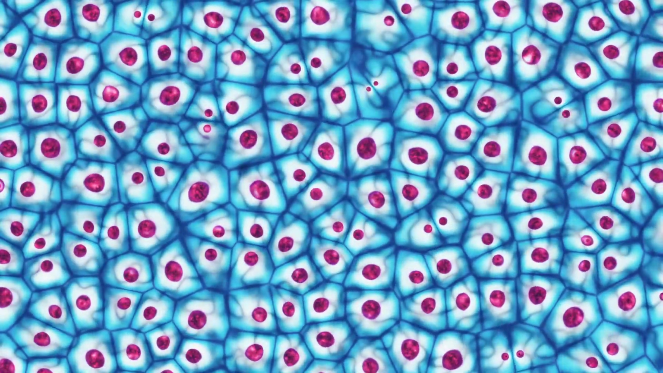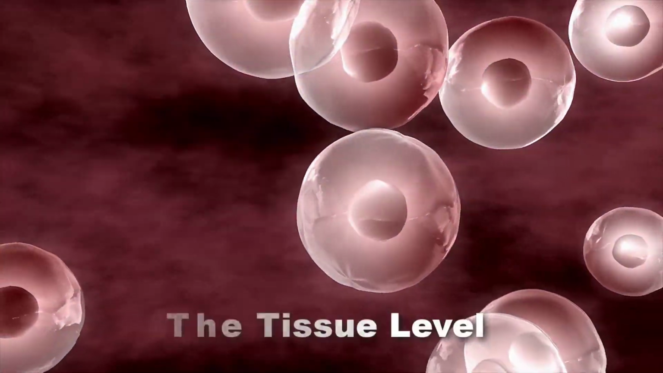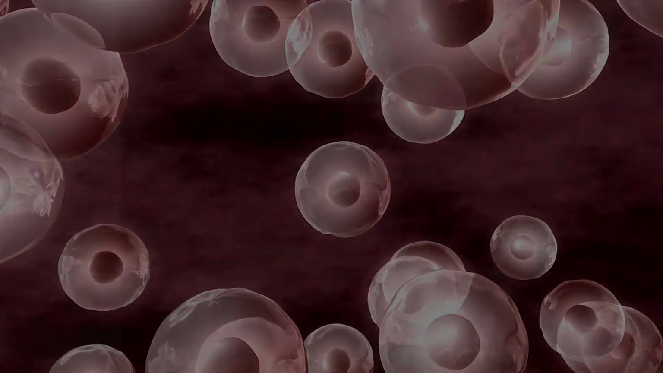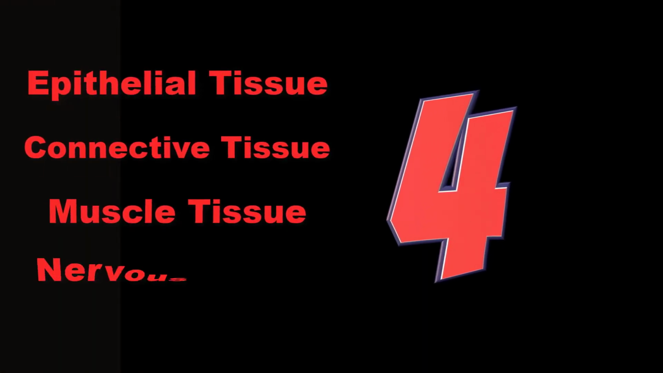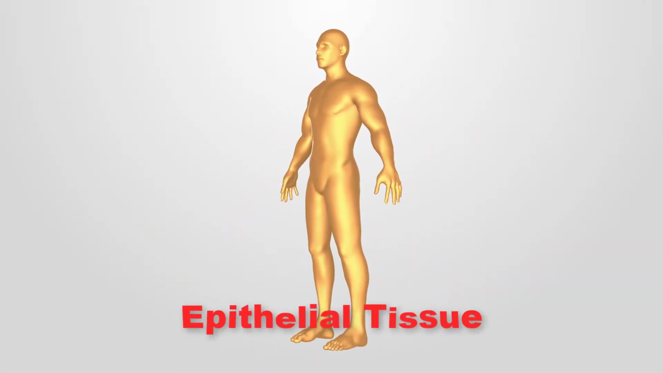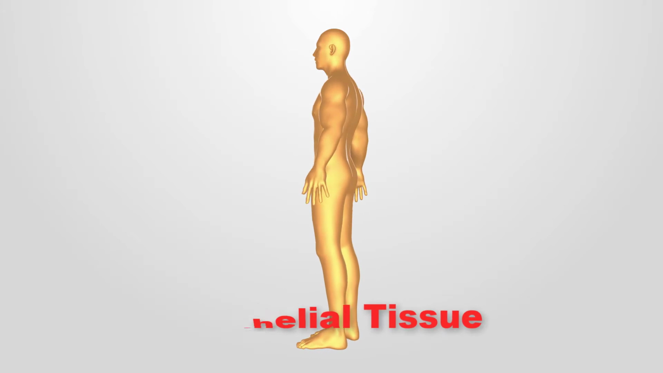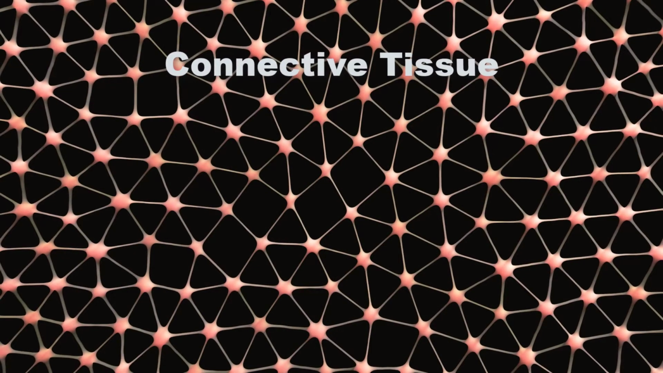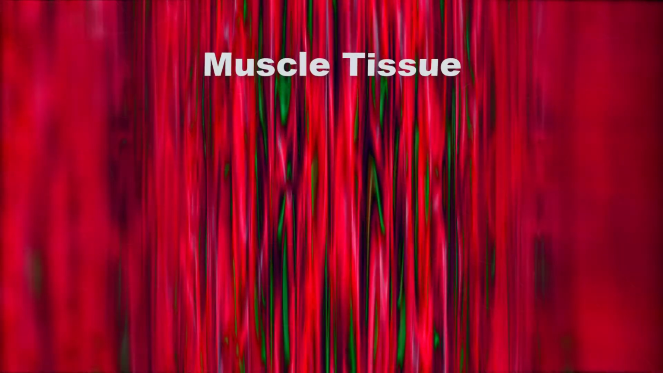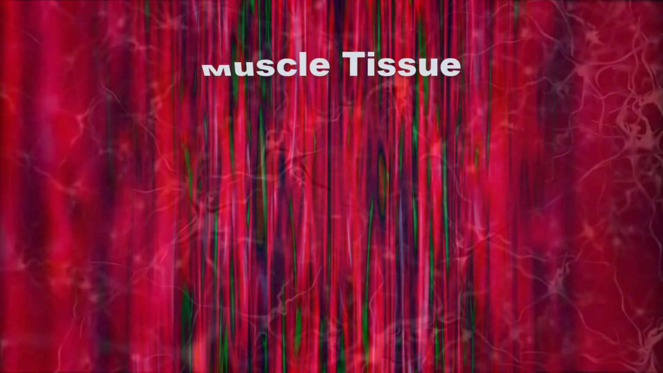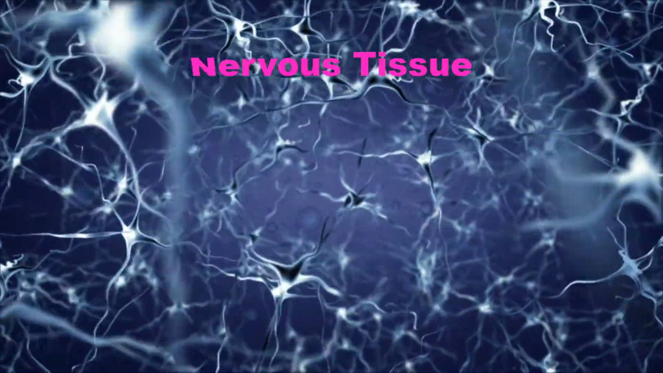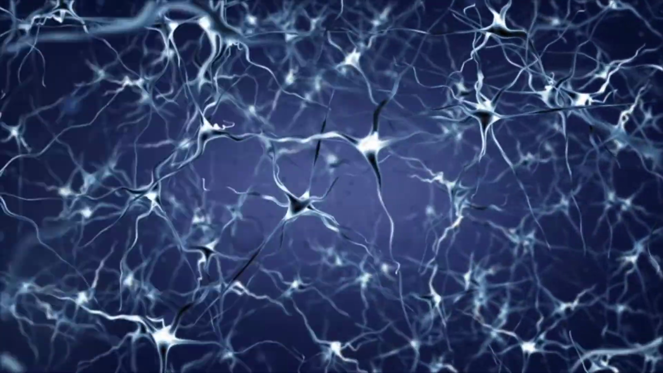The next level is the tissue level. A tissue is a group of cells that work together to perform a common function. Only four tissue types make up all organs in the human body. Epithelial tissue covers the body surface and lines the cavities. Connective tissue supports the body and protects the organs. Muscle tissue provides movement, and nervous tissue provides fast internal communication by transmitting electrical impulses.